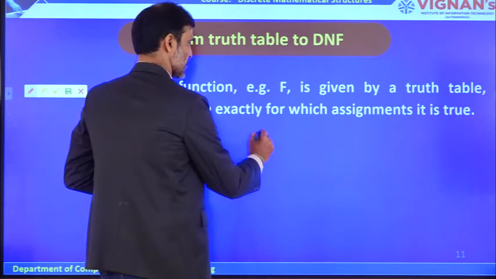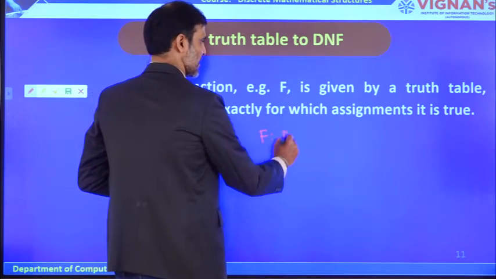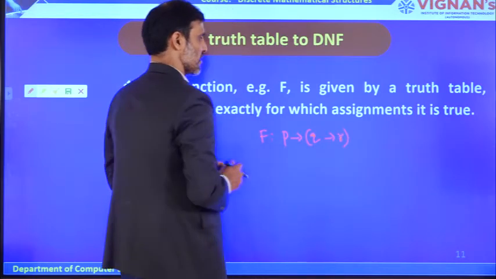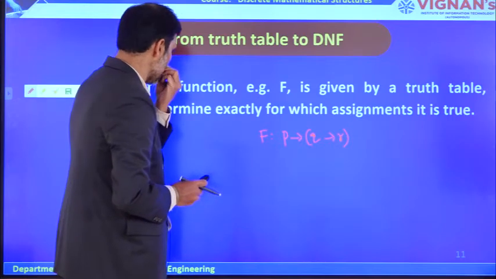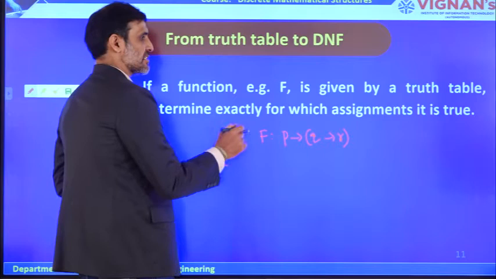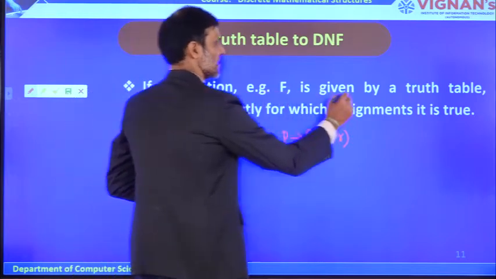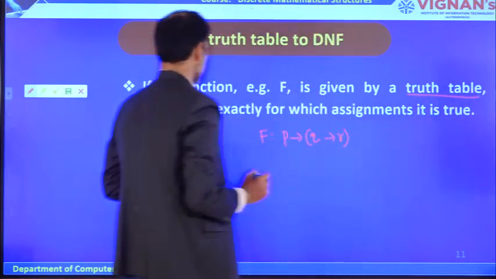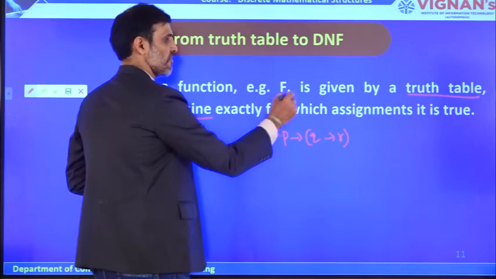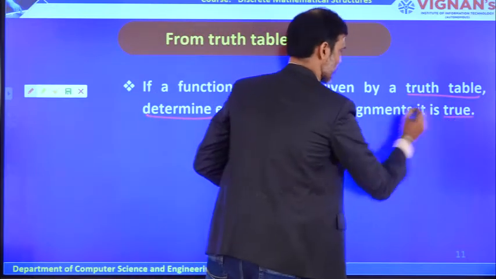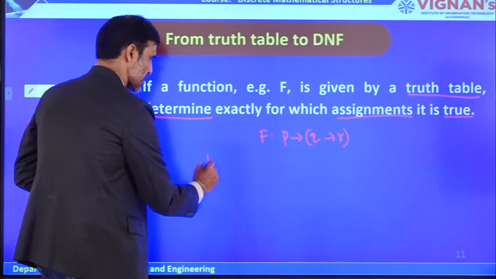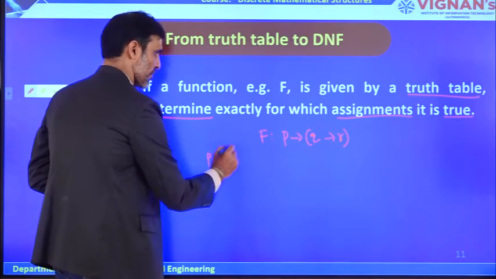Suppose a formula f is given like this: p implies q implies r. If a function is given like this to you, then what you need to do, if a function is given by a truth table, is determine exactly for which assignments it is true. That means you need to construct a truth table for the given compound proposition.